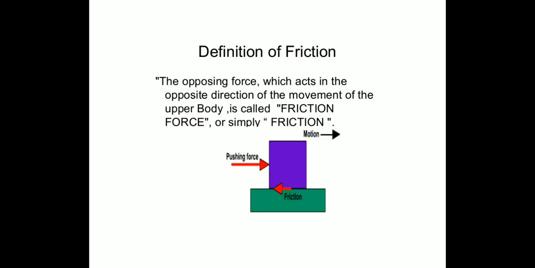A simple definition of friction: the opposing force which acts in the opposite direction of the movement of the upper body is called friction force or simply friction. Consider a block here. A block is moved by an applied force. The applied force is a pushing force so that the block moves in the forward direction. So the friction happens in the opposite direction of motion.